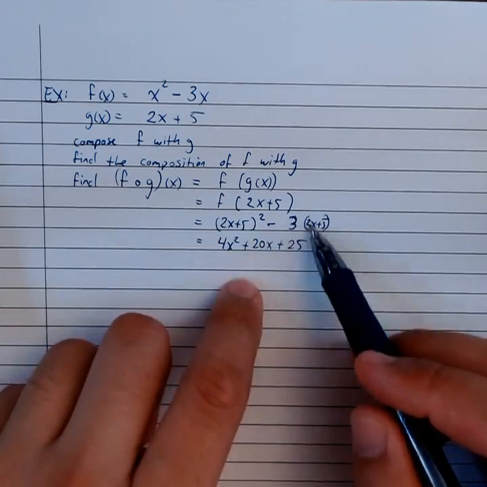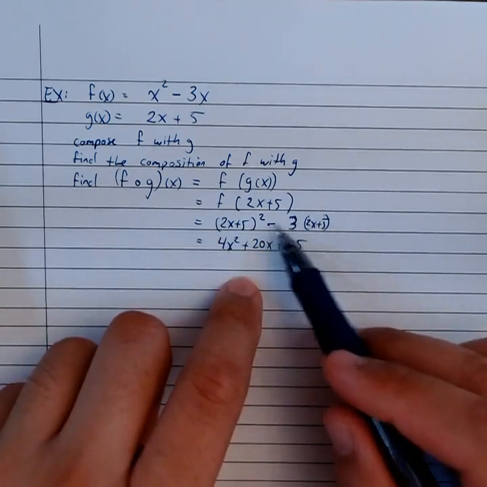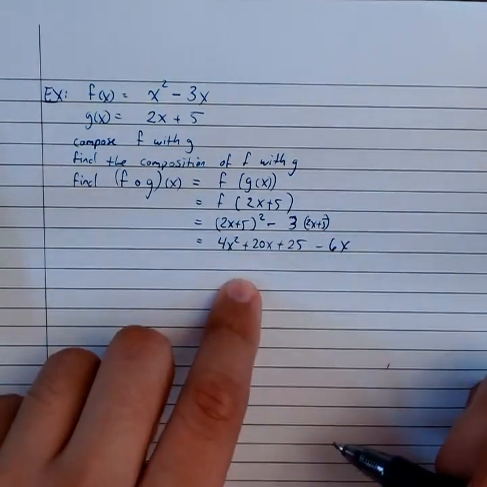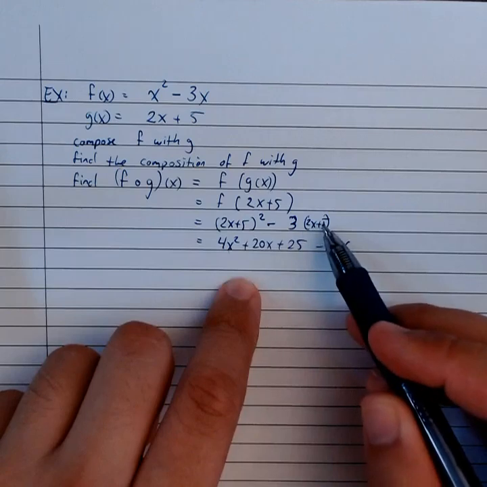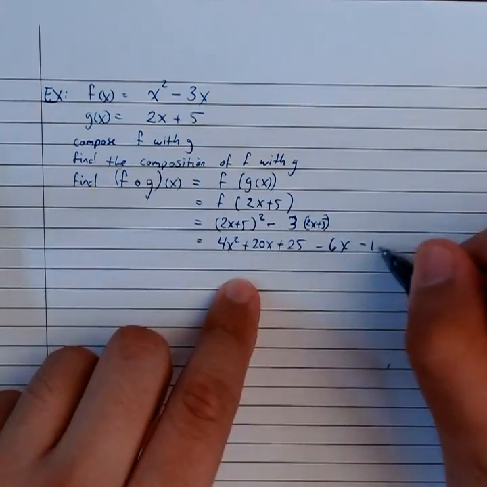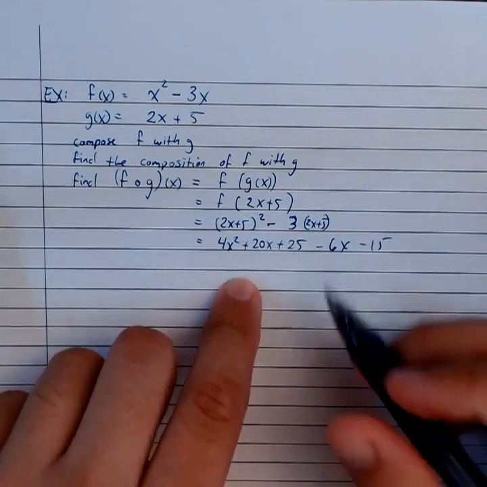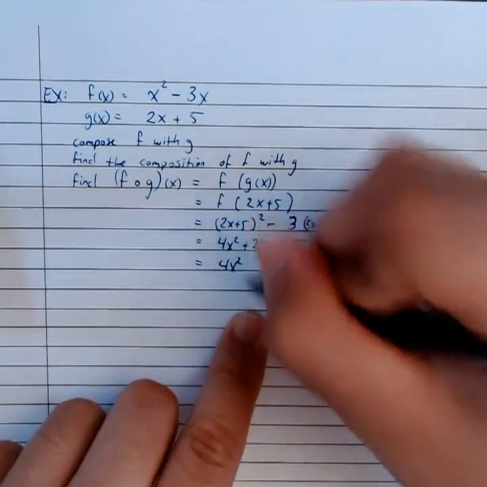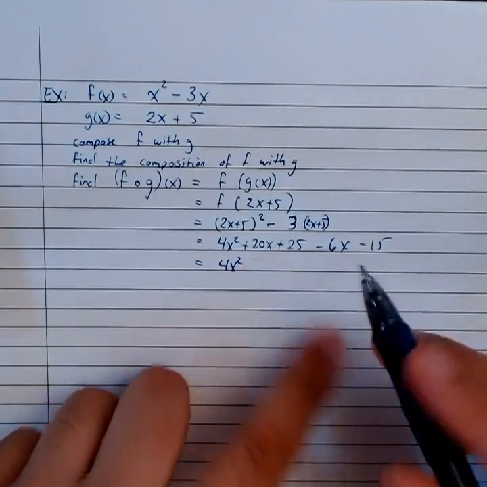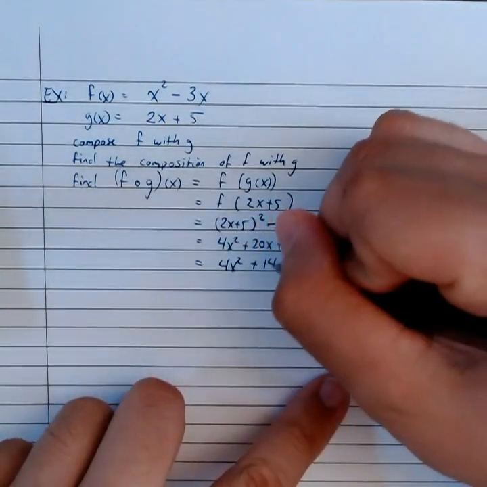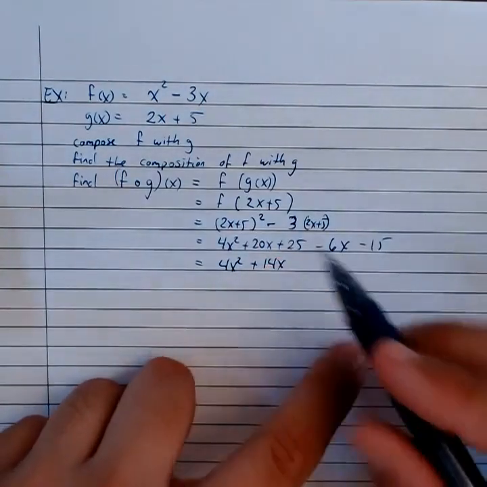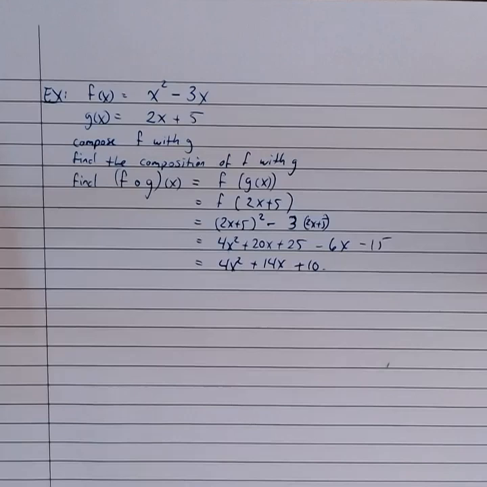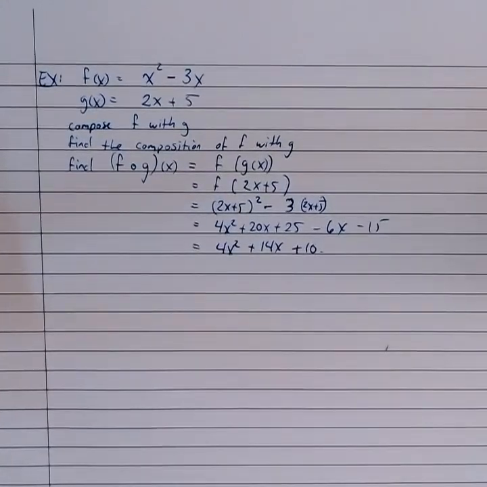Same thing here. We're going to distribute. We're going to multiply this out. Negative 3 times 2x, that's a negative 6x. And negative 3 times 5, that's a negative 15. And now you see some like terms that you can combine. So that's going to be 4x squared. You have 20x minus 6x, that's going to be 14x. And then 25 minus 15 is 10. And there we go. That's the composition f of g of x.